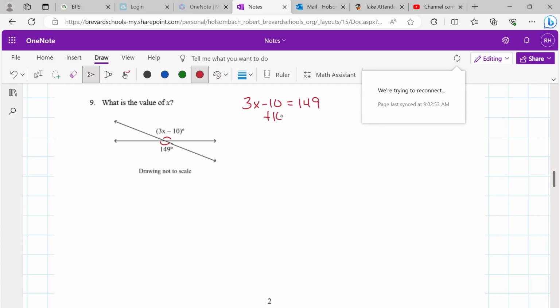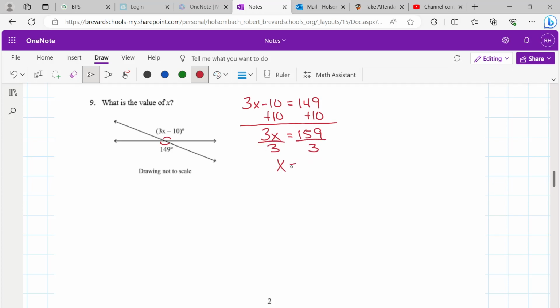We add 10 to each side. So 3x is equal to 149 plus 10 is 159. And then divide both sides by 3. And our x equals 53.